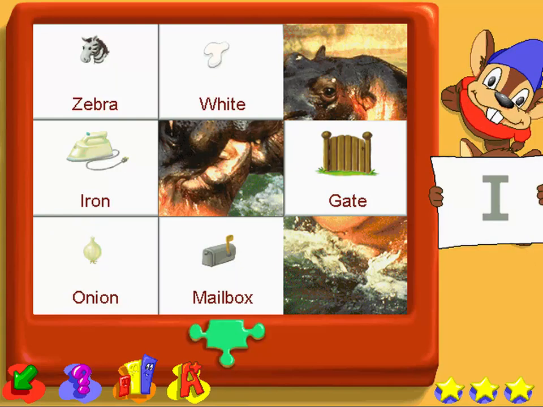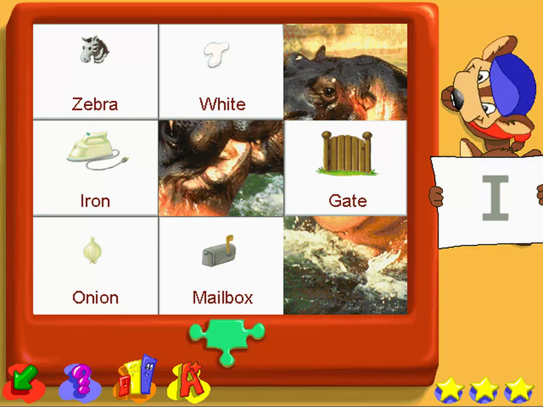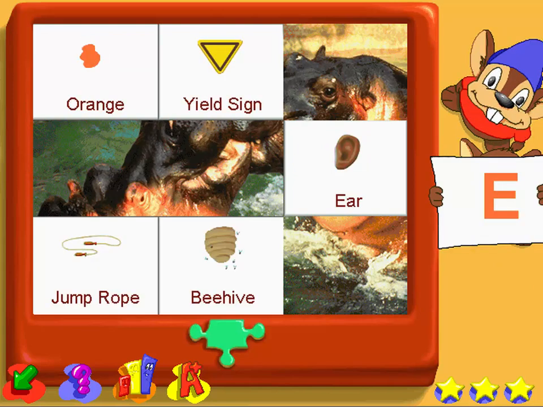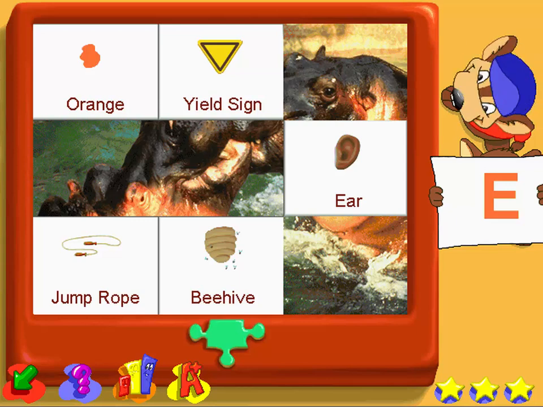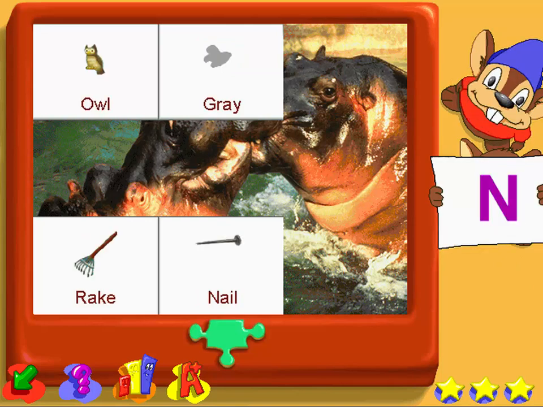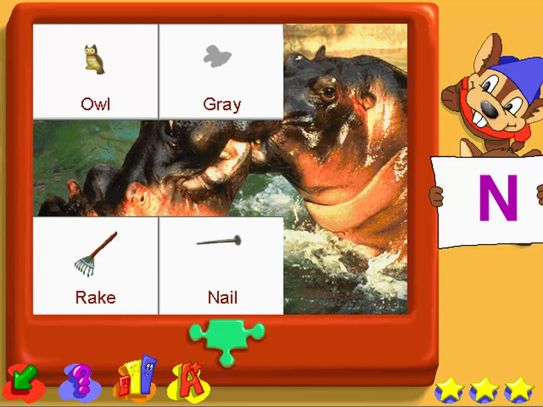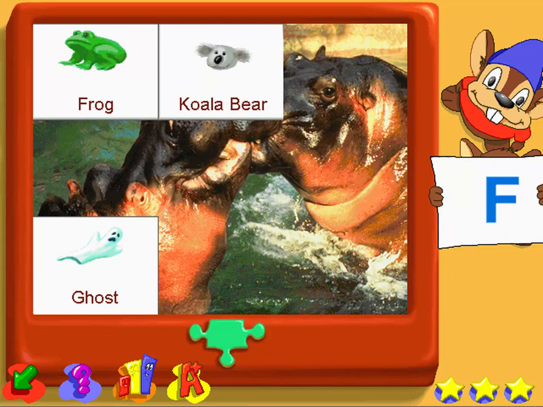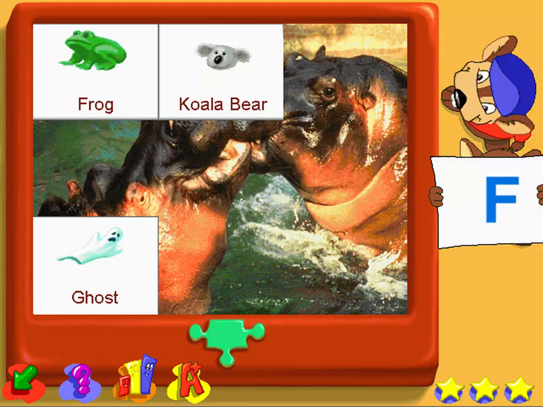Find the object that starts with the letter I. Iron. Find the object that starts with the letter E. Ear. Find the object that starts with the letter N. Nail. Find the object that starts with the letter F. Frog.